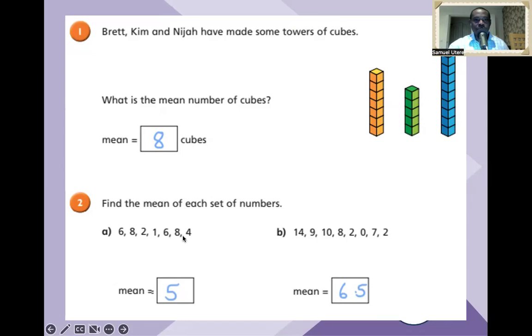So you add them up and you divide by 1, 2, 3, 4, 5, 6, 7. So there are 7 numbers on the list. So you add these up and you divide by 7. There are 7 numbers on the list also. No, sorry, 8. So we have 1, 2, 3, 4, 5, 6, 7, 8. So you add them up and you divide by 8.